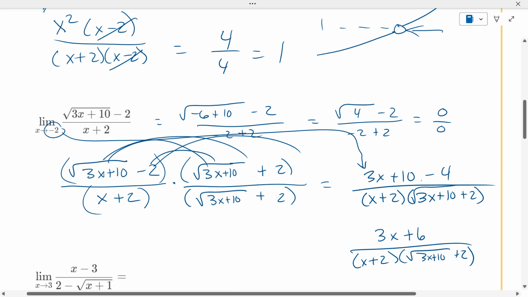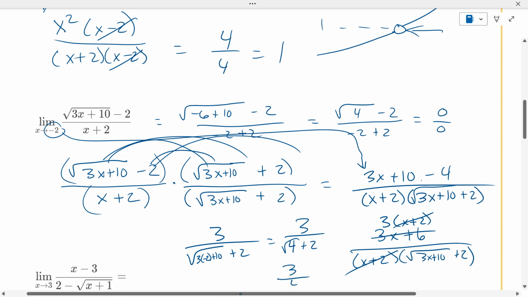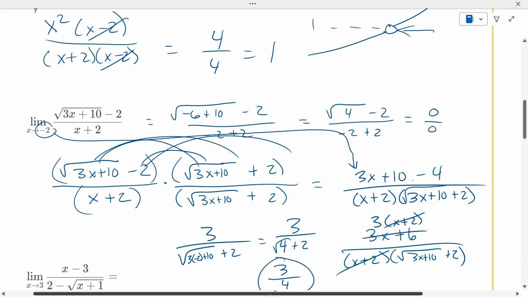Okay, so we're there. Guess what we can do in the numerator? Factor out a 3 and we get x plus 2. Then our x plus 2's cancel. So then I get 3 over the square root of 3 times negative 2 plus 10 plus 2. So it's 3 over the square root of 4 plus 2, which is 3 over 4, which is 3/4.